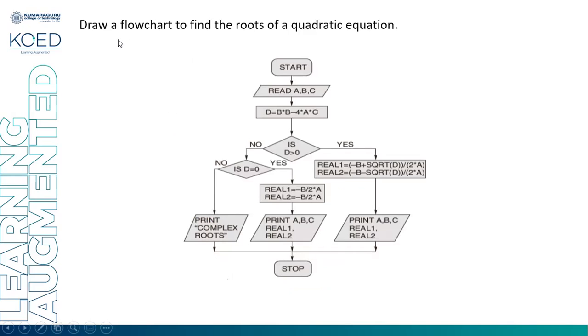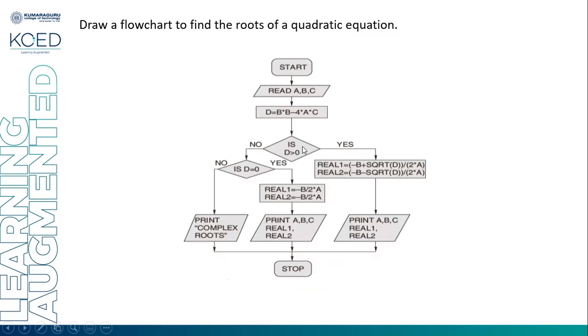Draw a flowchart to find the roots of a quadratic equation. Start, and read the values of a, b, c as input from the user. We calculate d equal to b square minus 4ac, that is, b star b minus 4 star a star c. After d is calculated, we check using the decision symbol.